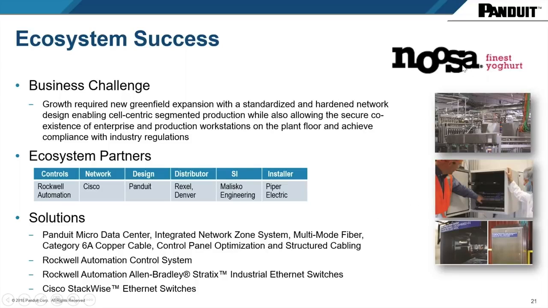Every one of these implementations, Panduit worked through partners. We call them ecosystem partners. They're distributors and design partners and installation partners that work with certain guidelines for what type of Panduit components need to be used and how and when and so forth. And they will deploy these networks. In this case, we've got Melisco Engineering as the system integrator and Piper Electric as the installer.